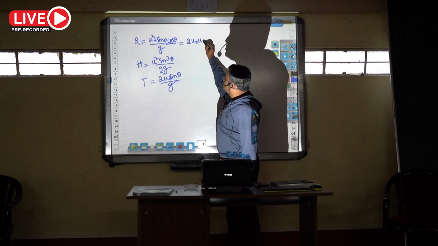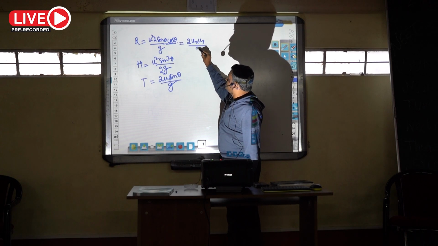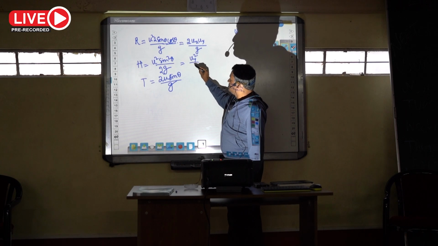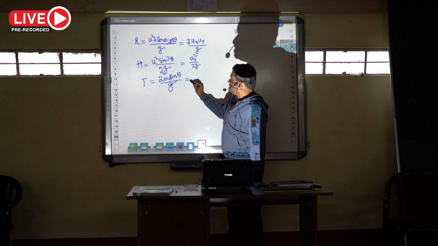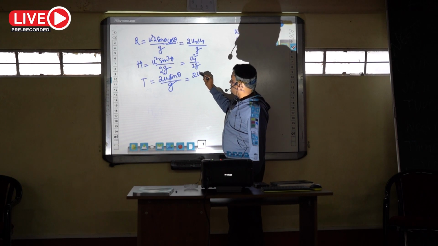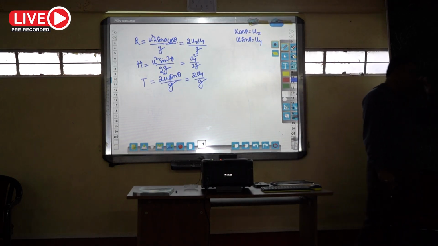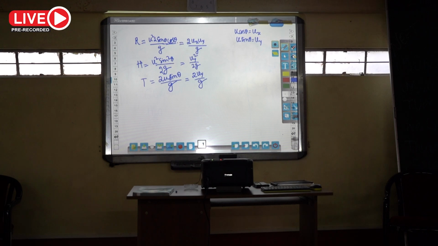2ux uy divided by g. This one is uy square by 2g. This one is 2uy by g. Okay, I substitute in the first equation, u square sine theta cos theta, so 2 is taken separately, and then for u cos theta I put ux, and for the other u sine theta I put uy. So it will become a more compact form, ux uy.